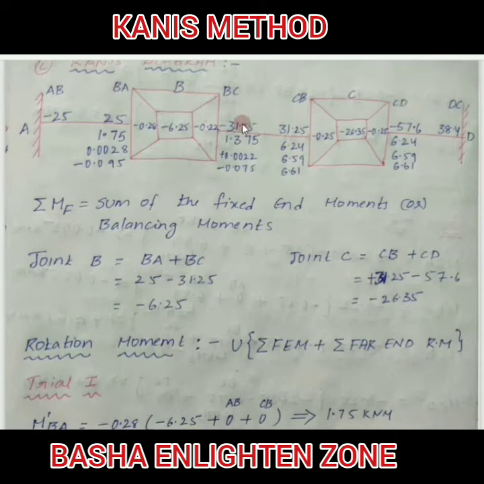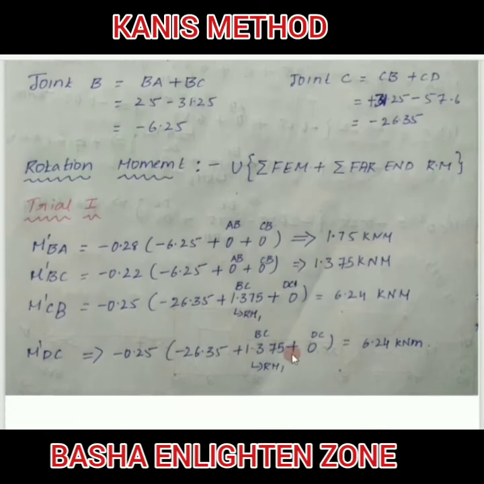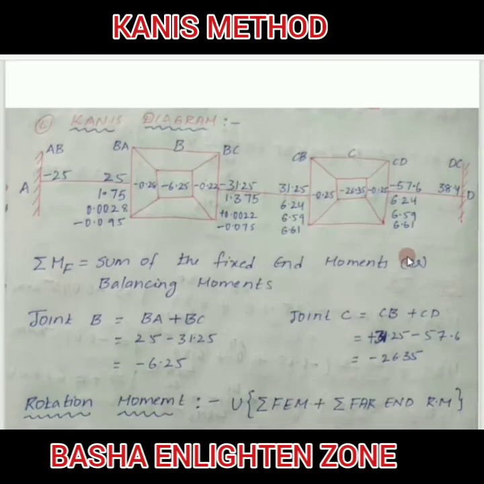At the same time, don't consider BA also. Why? Because this is not a connecting member for C. So only consider the far ends: 1.375 plus 0. Then after simplifying this one, immediately write down here 6.24 kilonewton.